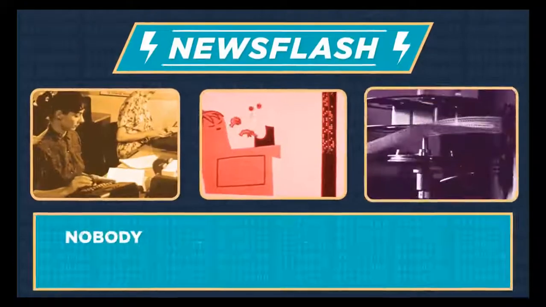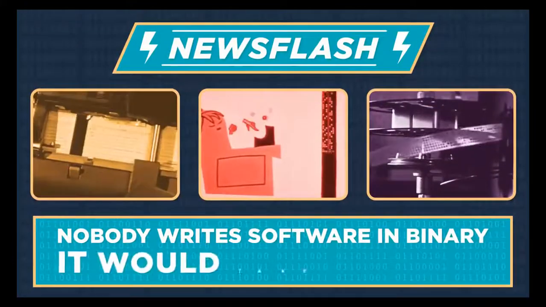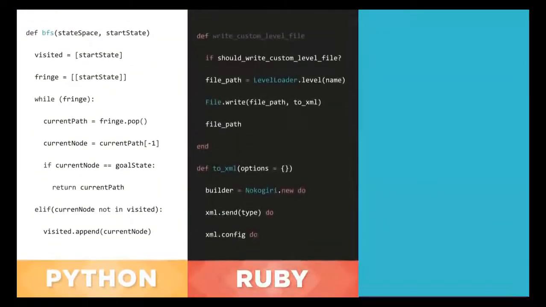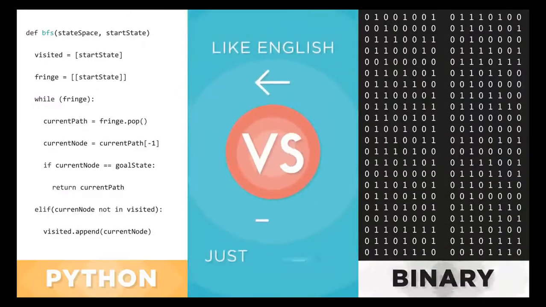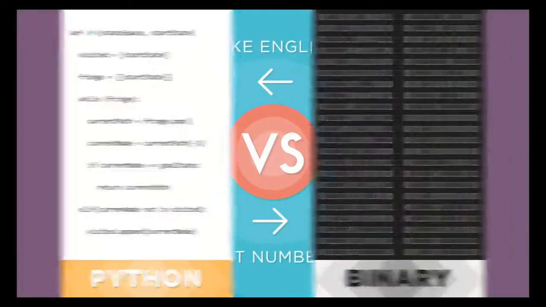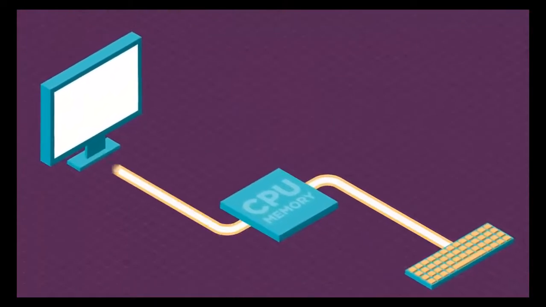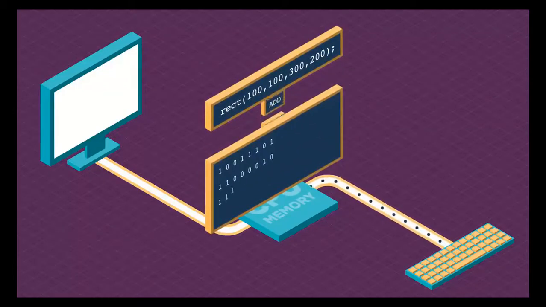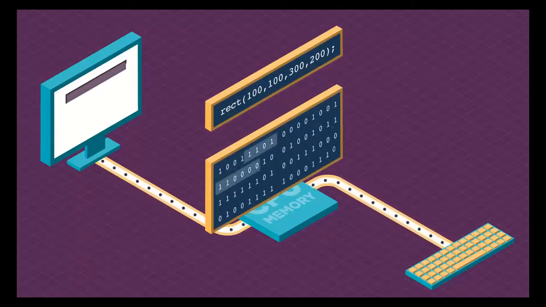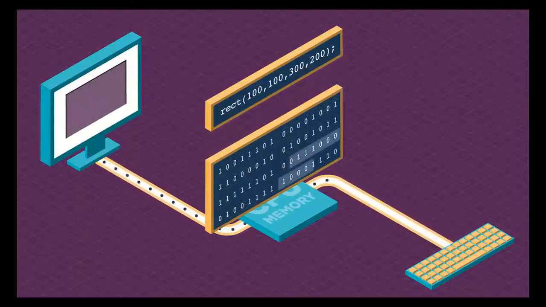These days, nobody writes software in binary. It would take forever. Today, the software we write looks more like this, or even this. Programming languages like these let you type in commands in something that looks a lot like English. To draw a rectangle on the screen, you just need a single command. This high-level command is converted into hundreds or thousands of simpler binary commands that the CPU understands.